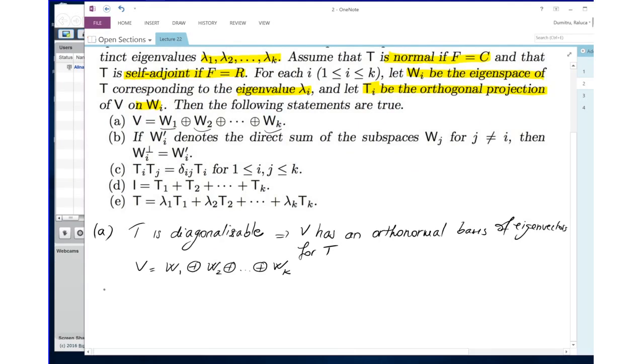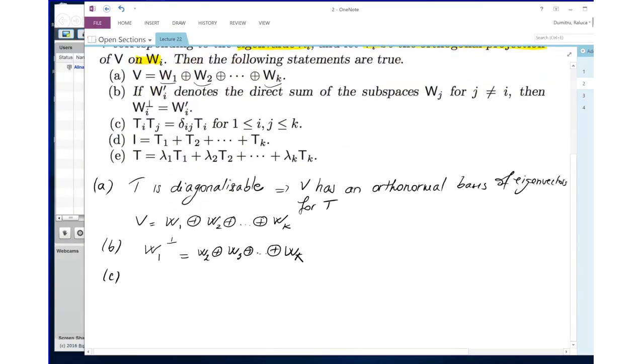I'm not going to go into details about B, but B basically says that if you fix one of them and you want to find its orthogonal complement, just to make it easier to write, let me say I'm looking at the orthogonal complement of the first W. The orthogonal complement is going to be the remaining W's, so it's going to be W2 plus W3 plus Wk. So basically the sum of the other ones will be the orthogonal complement of each one of them.